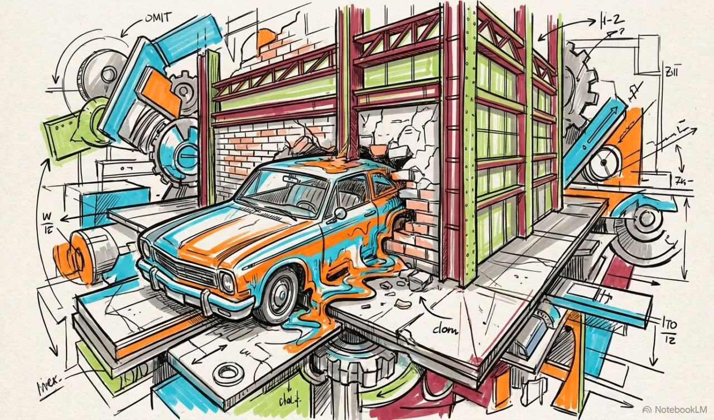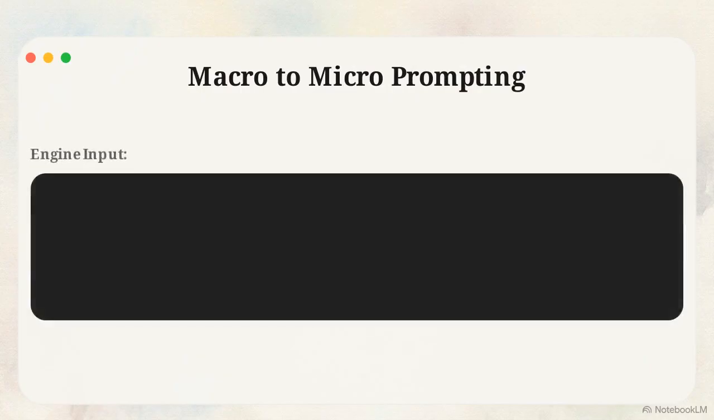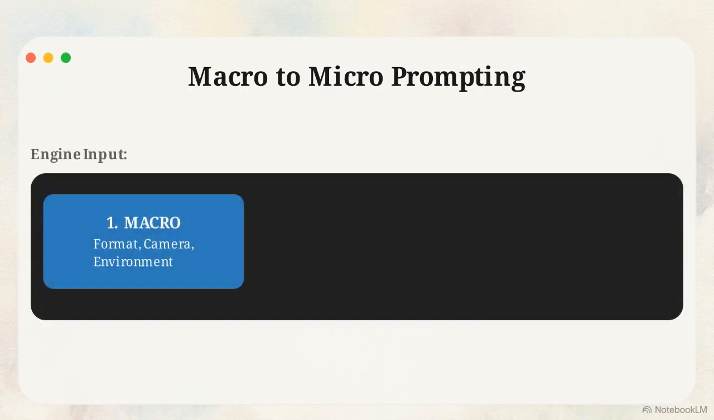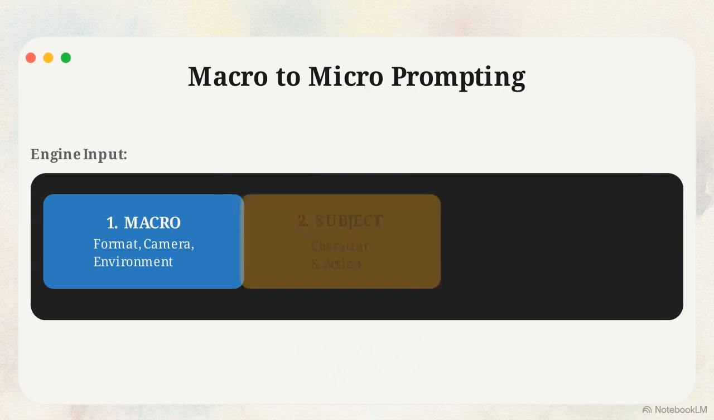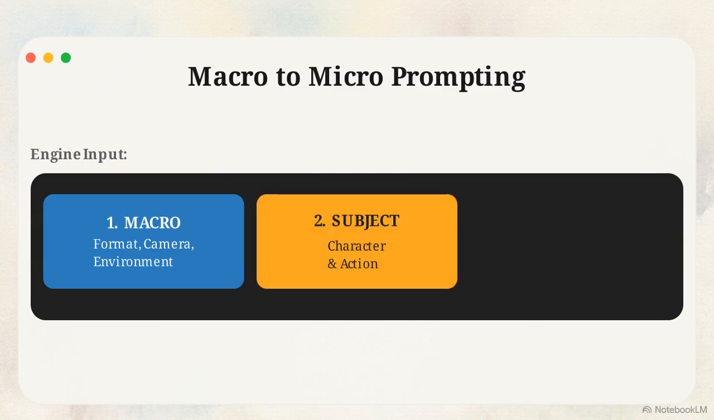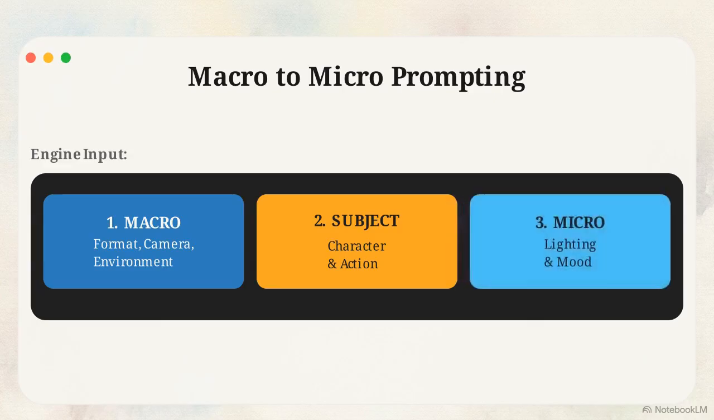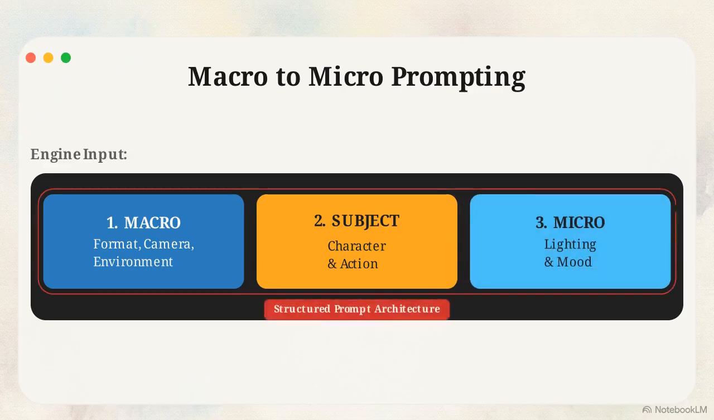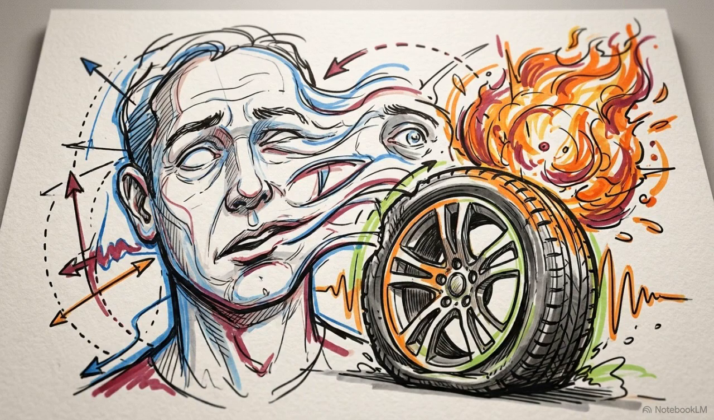If your visual prompts are disorganized, the AI will generate muddy, confused imagery. This macro-to-micro architecture starts with step 1, instructing the engine on the specific environment and camera angle. Next, step 2 introduces the subject and their specific action. Finally, step 3 adds granular details like lighting and mood. If you ask an AI engine for a detailed character, a speeding car, and a massive explosion all in the same sentence, it will fail.